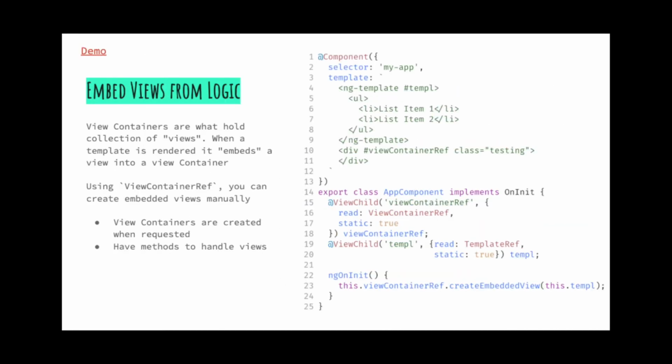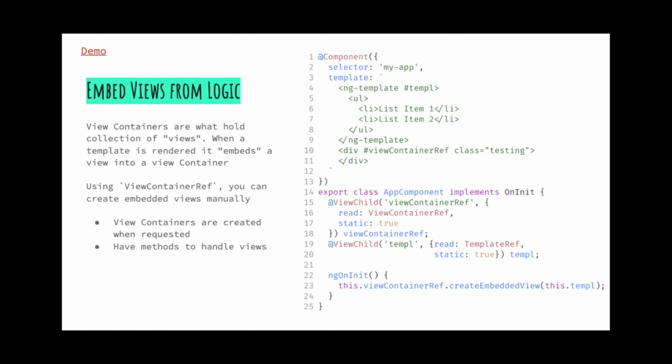We also have the ability to embed views directly from logic. What we were doing previously, when we were using one ng-template to show another on the screen, is we were actually embedding it. When you embed a template, it creates a view. And we're able to do this manually from within the logic rather than using ng-template-outlet. So what we're saying here is we want to gain access to a view container reference using the template reference variable.